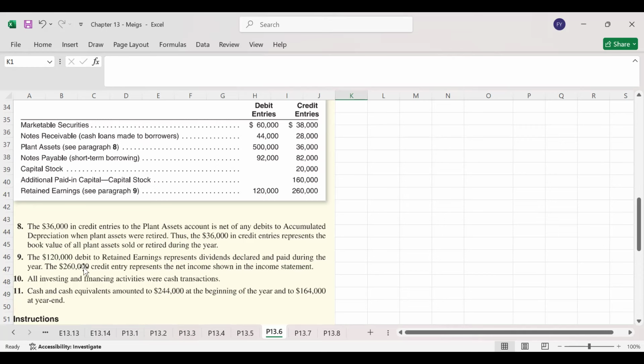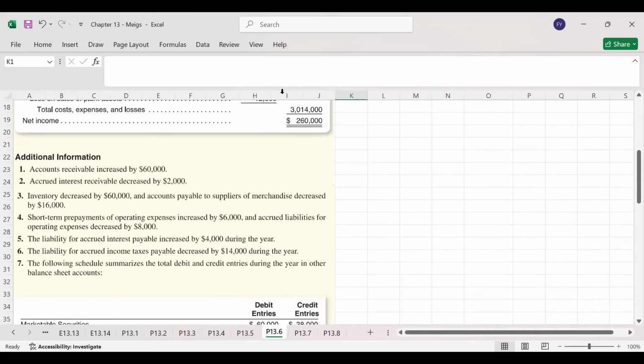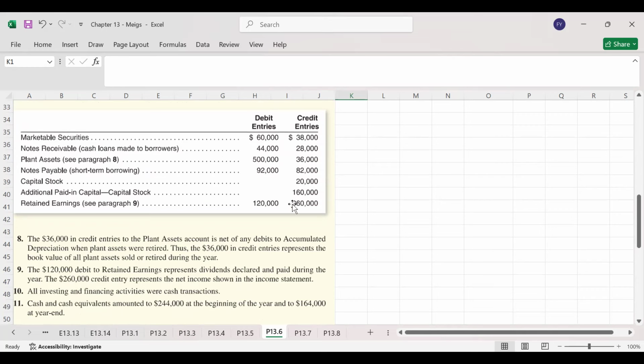So these are the cash dividends. And the $260,000 credit entry represents the net income shown in the income statement. So we can check, yes, you can see that net income is $260,000. This is the net income on the credit side of the retained earnings account, and the debit side is $120,000, which is here in point number 9. It is indicated that this $120,000 represents dividends declared and paid. So this is the cash entry related to the dividends.